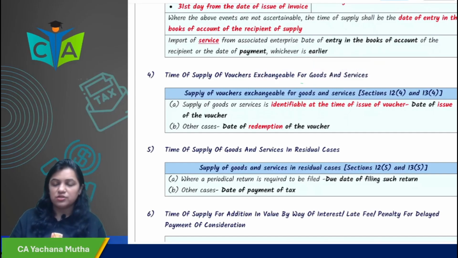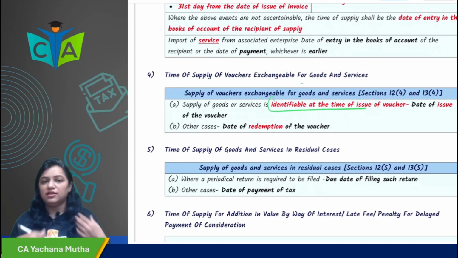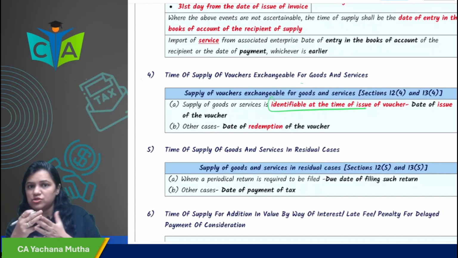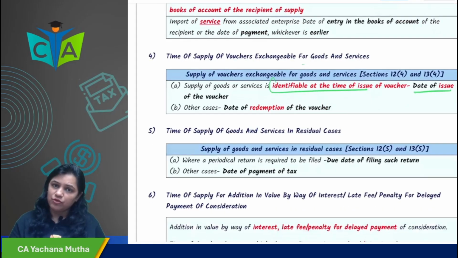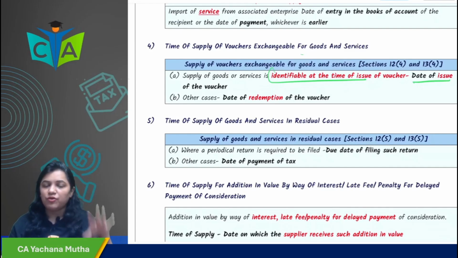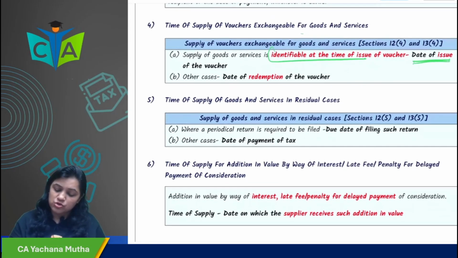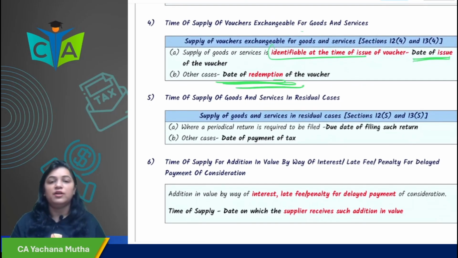So in case of vouchers, in case of goods as well as services, if the supply is identifiable at the time of issue of voucher, then the time of supply is the date of issue. For example, Metro Shoes gives you a voucher that you can use for the purchase of shoes. That means the supply is identifiable. So time of supply will be triggered at the date of issue only.